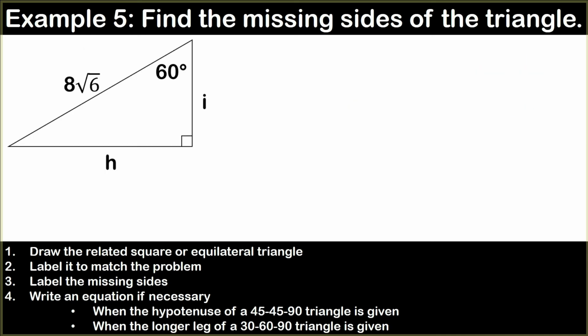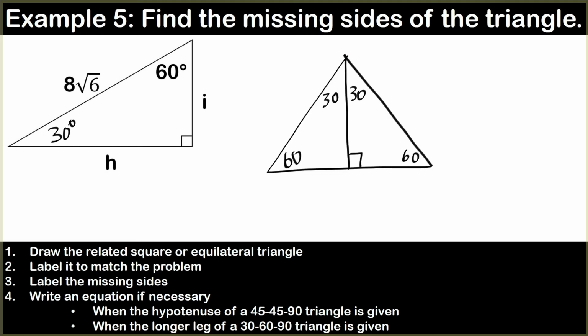Example 5, find the missing sides of the triangle. Again, this is a 30, 60, 90 right triangle. So I know this is related to an equilateral triangle. And I need to label it the same way that it is in my picture. So opposite the 90-degree angle is where I find 8 root 6. So I label 8 root 6 here. Opposite the 60-degree angle is where I have the variable h. And opposite the 30-degree angle is where I have the variable I.